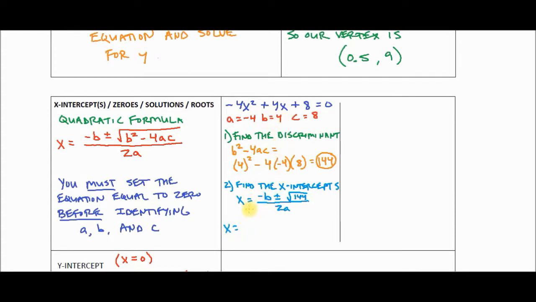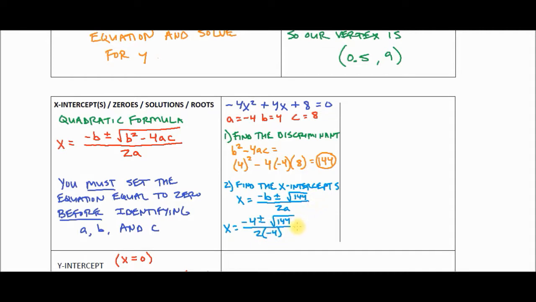Now b is 4, so in the equation it flips the sign, so now it is negative 4. Remember, that negative here in the equation means flip the sign. It doesn't mean b will always be negative here. It means change the sign of b when you put it in the equation. So you got negative 4 plus or minus the square root of 144 over 2 times a, which is negative 4.